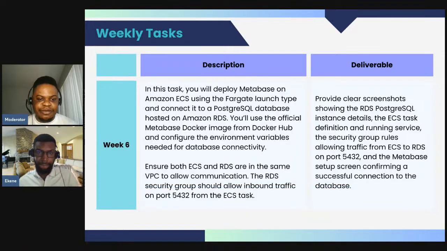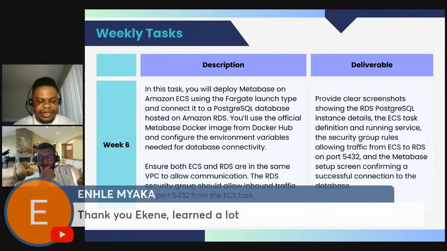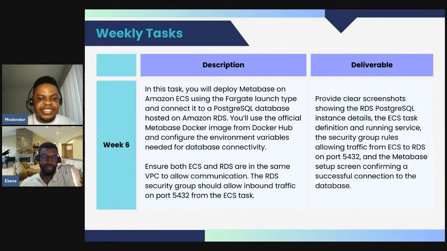So yes, the task is simple. You have to set up Metabase. If you don't know what Metabase is, go and do your research. Metabase is a business intelligence tool. You have to set up Metabase on Amazon ECS using the Fargate launch type, and then connect this to a PostgreSQL database. PostgreSQL database, no longer MySQL.